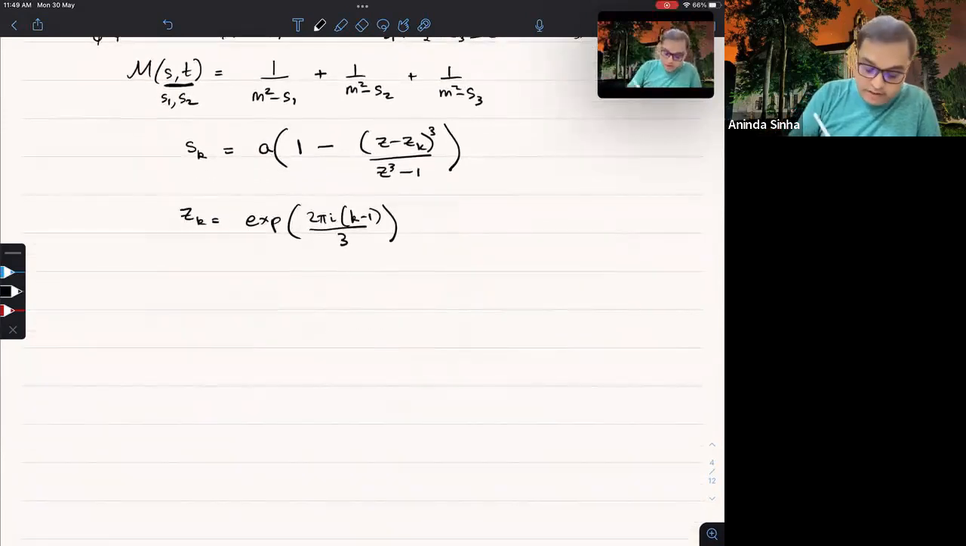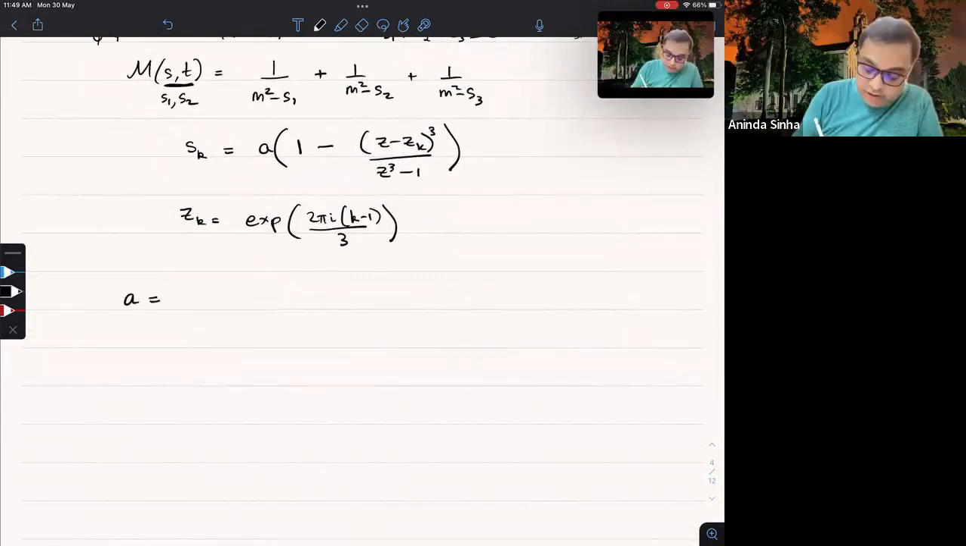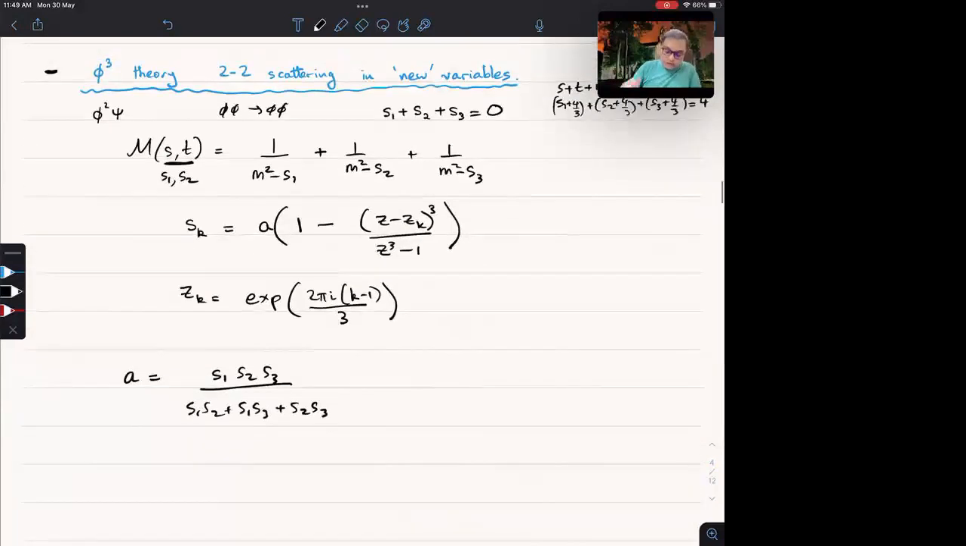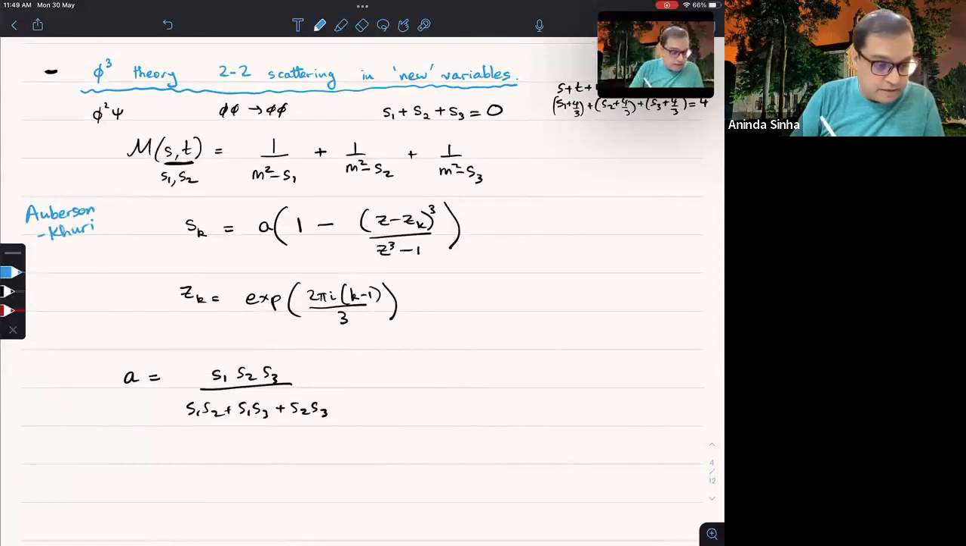If you actually do this calculation, it's quite easy to do, but then you could just substitute. You will see that a is simply s1 s2 s3 divided by s1 s2 plus s1 s3 plus s2 s3. These sets of variables were first introduced by Oberson and Khoury in a very less cited paper in 1972.